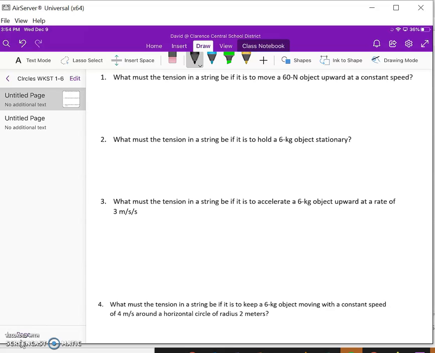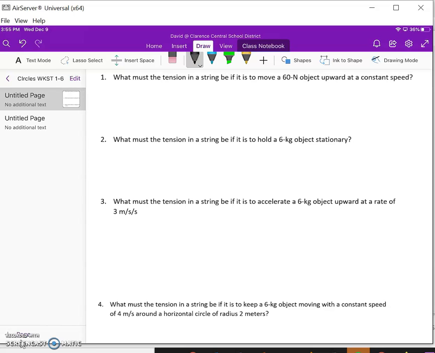The progression shows us the different jobs for the tension in a string, ultimately leading us up to the job of keeping an object in a circle. So question number 1, posted on Schoology on the worksheet: what must the tension in a string be if it is to move a 60 Newton object upward at a constant speed?